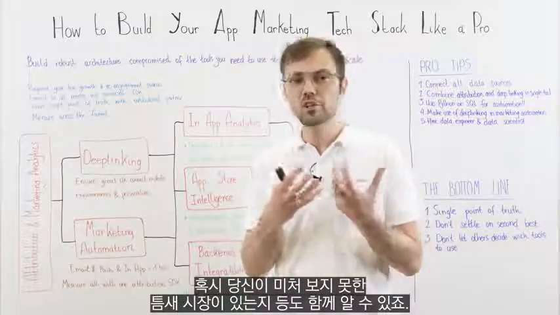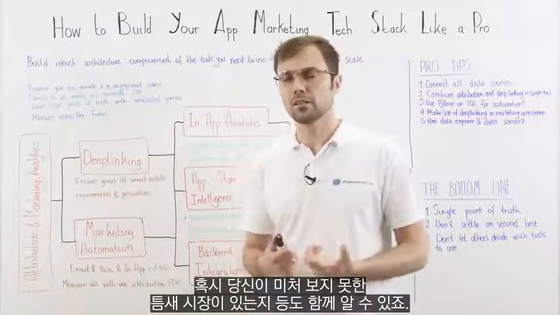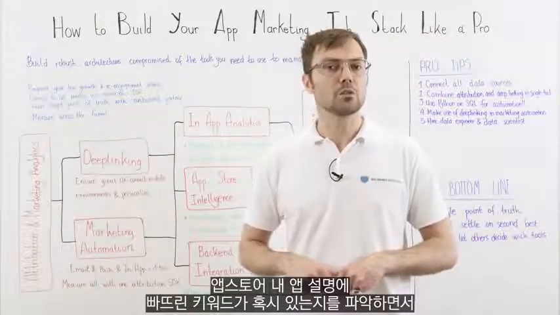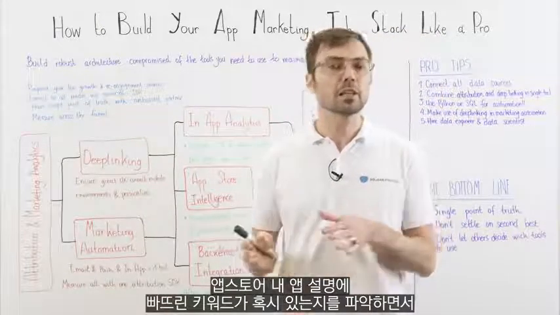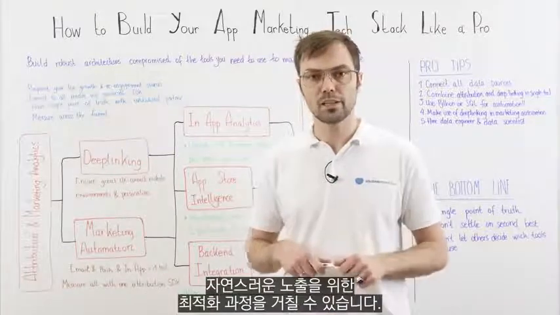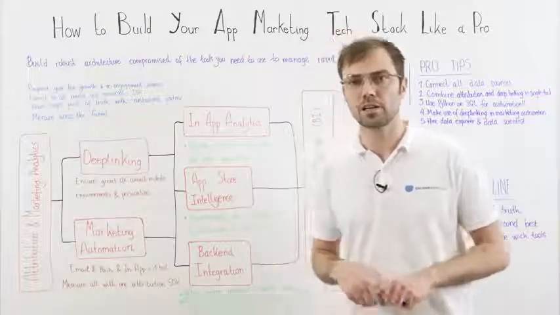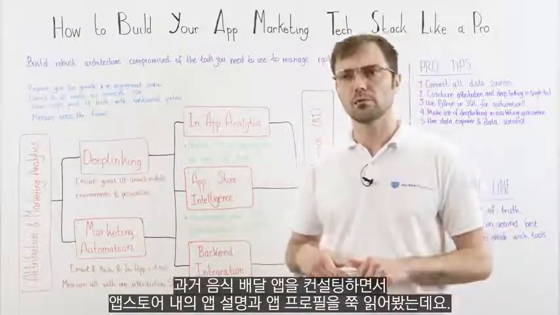Is there maybe a niche somewhere out there that you are missing? You also will be able to understand which keywords are important for you. Is there maybe a keyword that you are not using right now in your description to get found on the App Store? One very simple example I had, I was consulting actually a food delivery app.